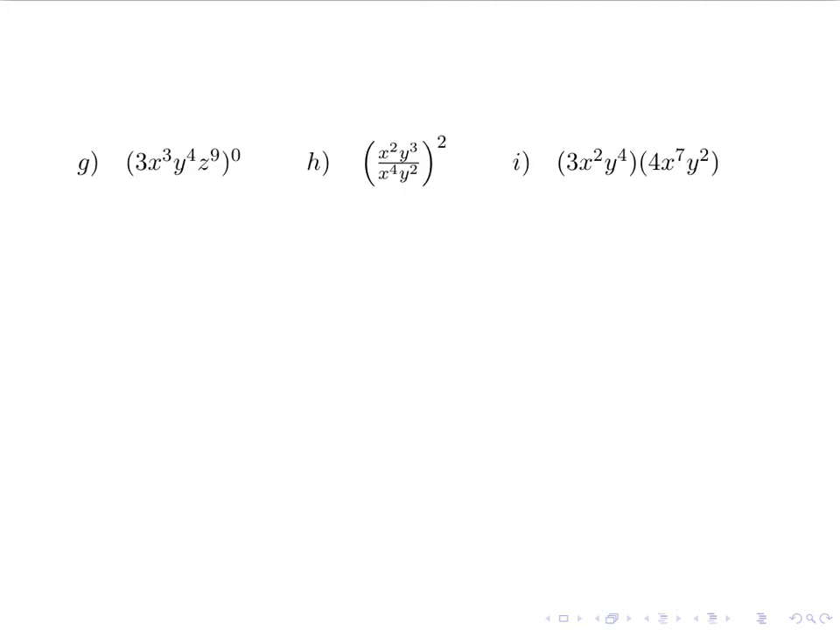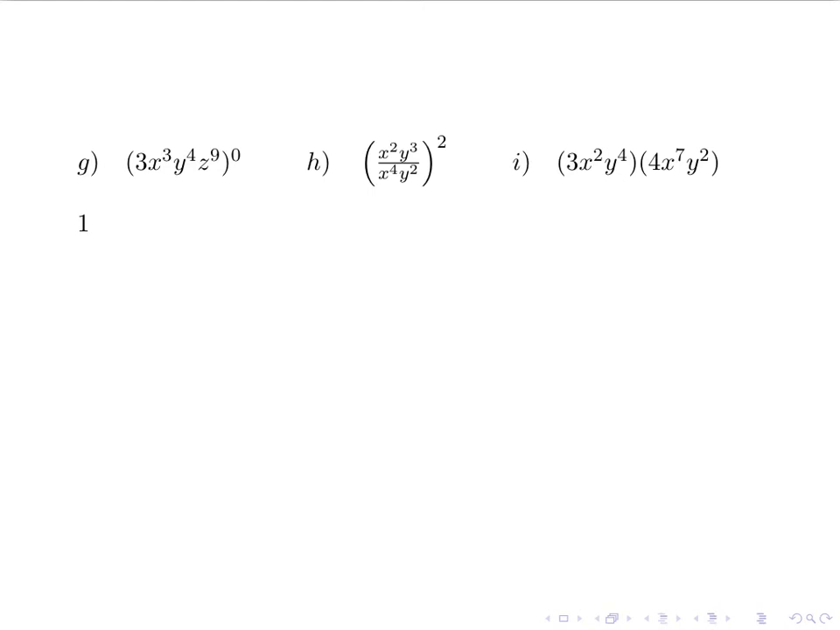A couple more. I have something being raised to the 0, no matter what that thing is. I don't care how many factors, how many terms it is. If it's all being raised to the 0, it's 1. The next one, I can do a couple of ways. I can either distribute the 2 to all 4 of my factors, or I can clean it up first.